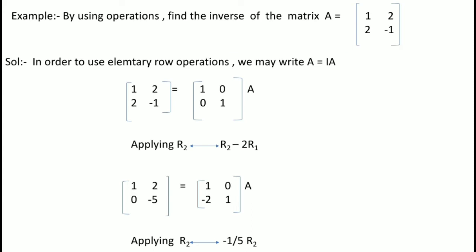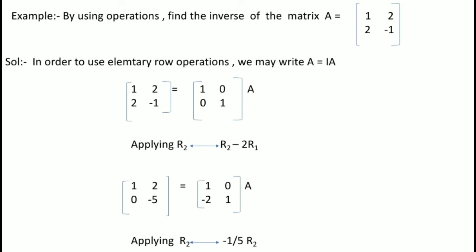To solve these types of questions, we first have to decide which type of operations we use. We can solve these with row type operations or with column type operations also. I always use row type operations, but you can solve with column type also. During row type operations, we start solving the problem with the equation A equal to IA. It is due to the property of the multiplicative identity.